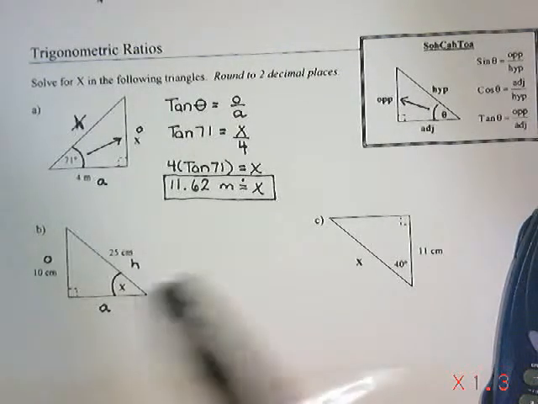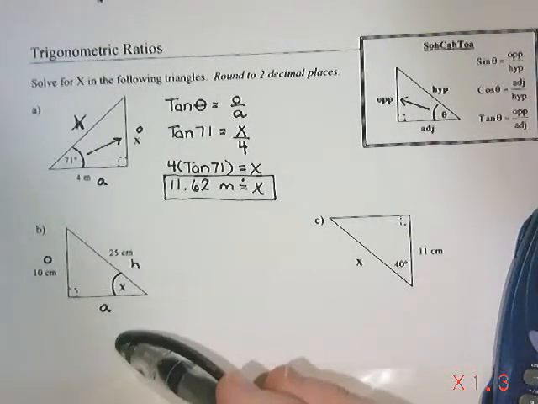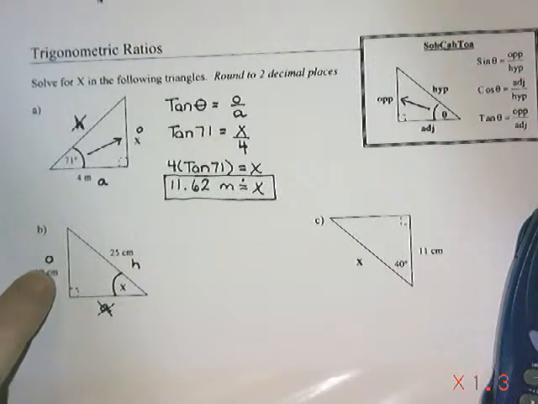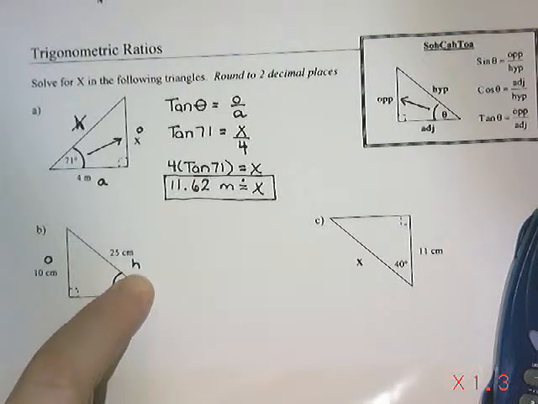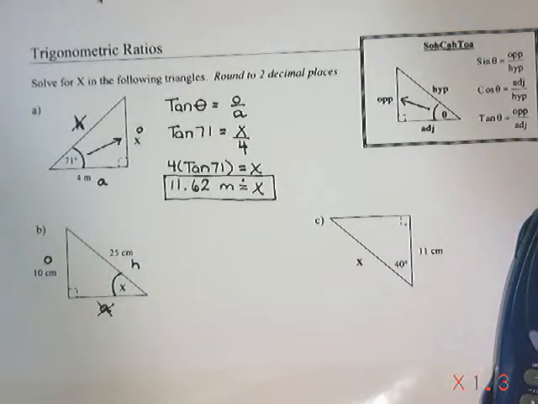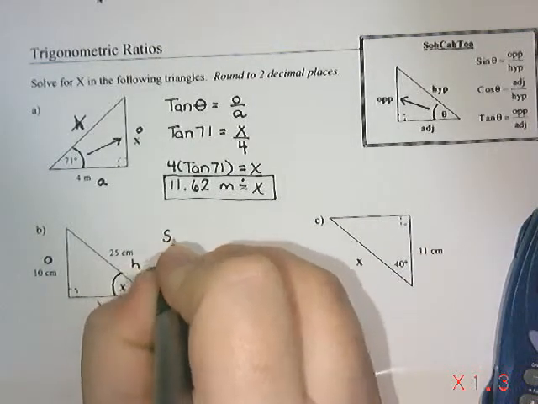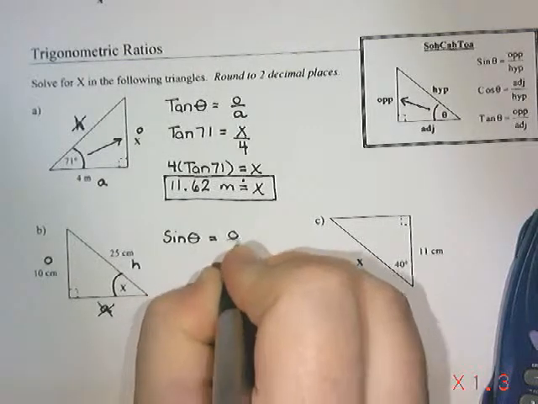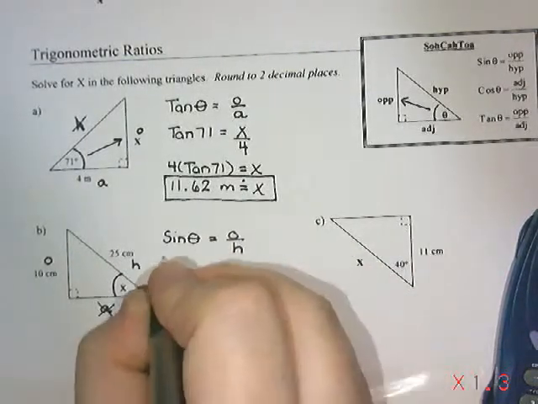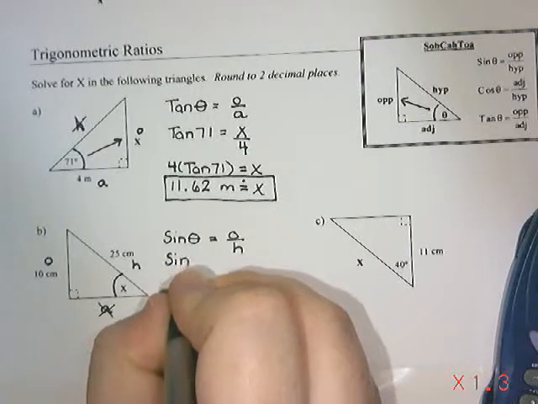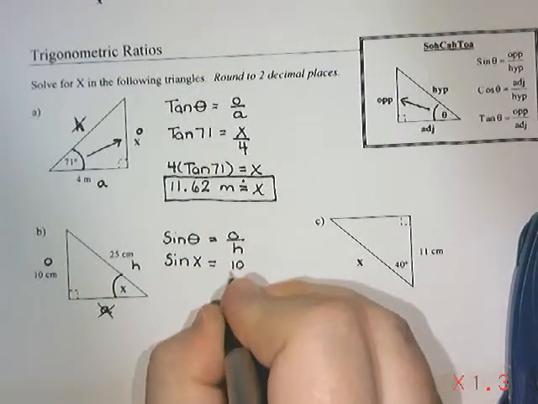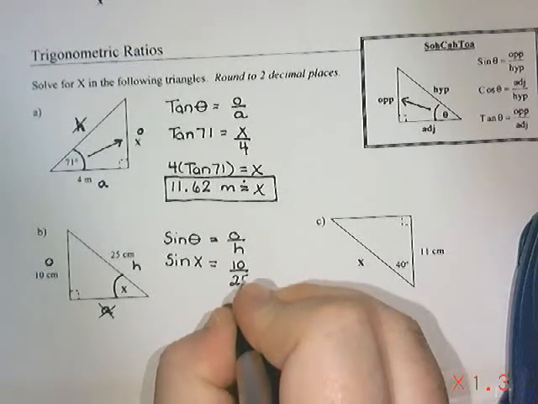Now, I know the opposite, I know the hypotenuse, I don't know anything about the adjacent, and it doesn't ask me to solve for it, so that side is the one I am not going to use. So we're going to look for the ratio that uses the opposite and the hypotenuse, which is the O and H in SOHCAHTOA, so we're going to use sine. Sine of theta is opposite over hypotenuse. So sine of, now this time I don't know the angle, it's just x, is opposite 10 over hypotenuse 25.